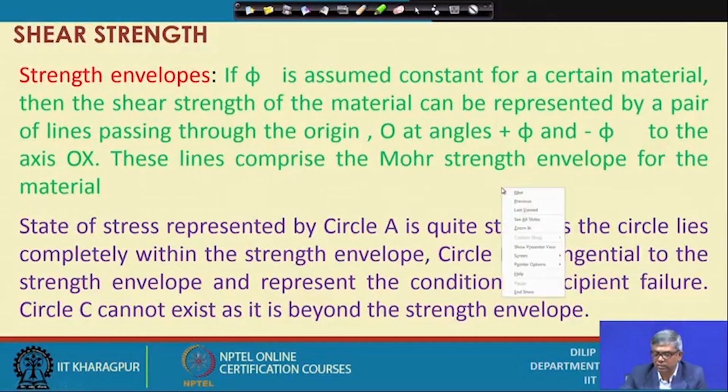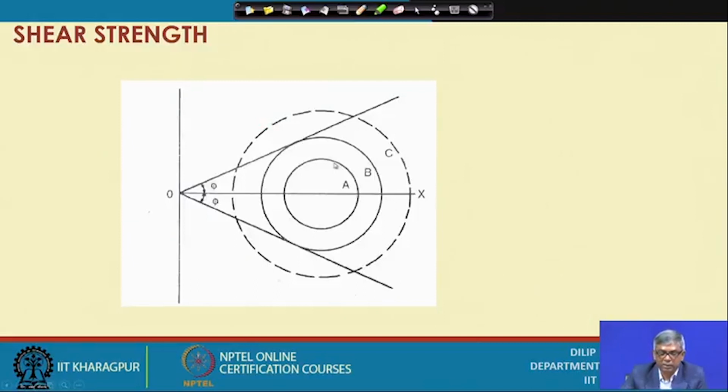So, that is the other two observations. Suppose I have drawn this for a particular soil, where phi is constant. Then this is the failure envelope, and this is the orientation. If I draw a circle tangential to this, that means it is just at the verge of failure.